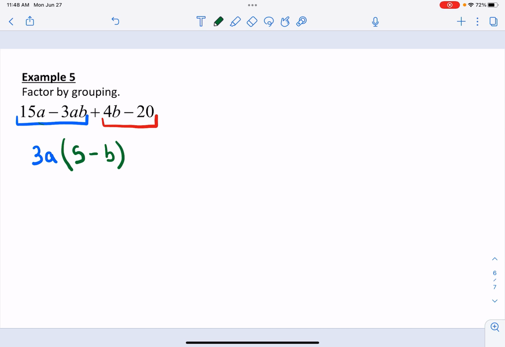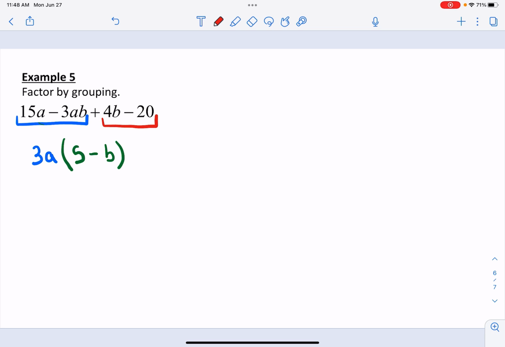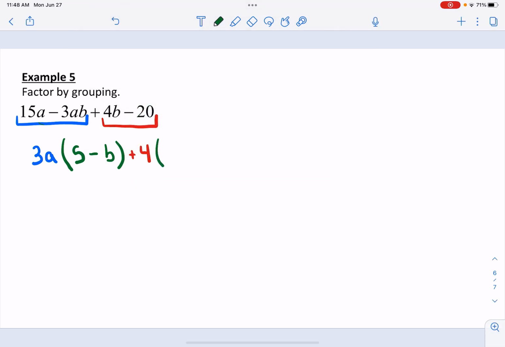Oh, this is a good one. This is one I didn't anticipate doing. Ooh. Now here, 4, what's left over? I have a b minus a 5. So hopefully you notice I have a 5 minus b, a b minus 5. Those are the same term, just one of them is negative, one of them is positive.